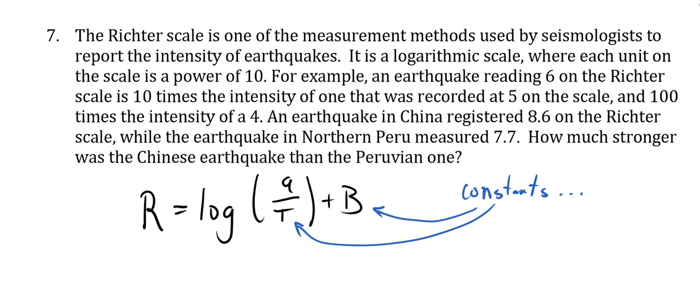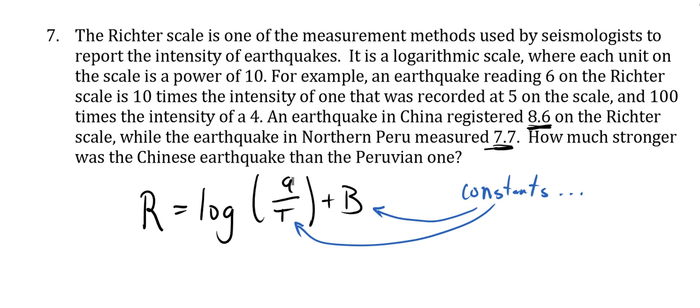So even a 7 is quite large. A 6 is something that you would very much feel. Okay. So in this case, an earthquake in China registered 8.6. An earthquake in northern Peru, 7.7. How much stronger was the Chinese earthquake than the Peruvian one? It looks like only about 1 Richter scale more. 7.7 to 8.6 is a 0.9 difference. But that's not telling us the difference in intensity.